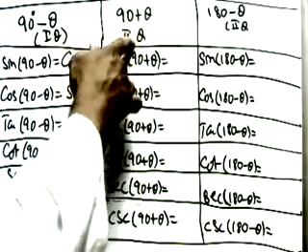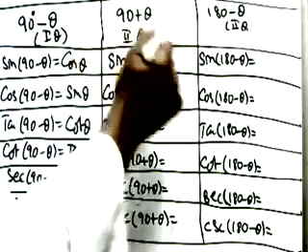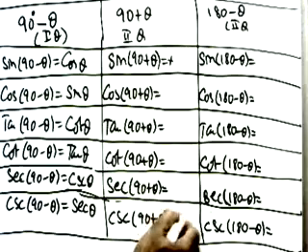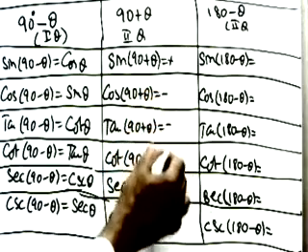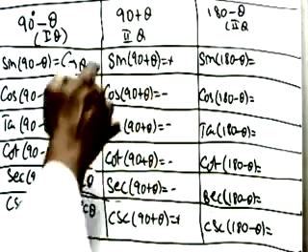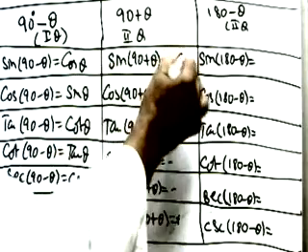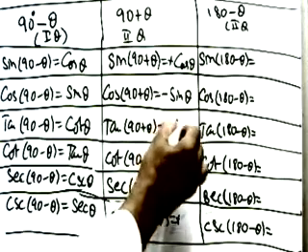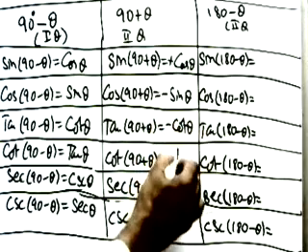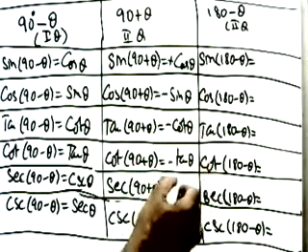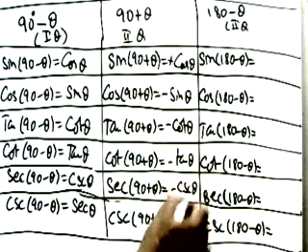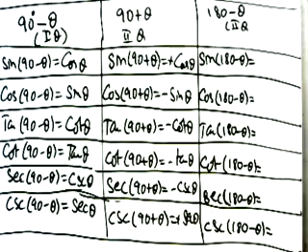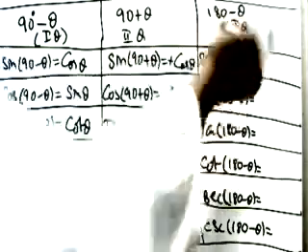Now come to the second quadrant. 90 plus theta is in the second quadrant. For the second quadrant, sine is positive and its reciprocal cosec is positive, whereas all others are negative. And for 90, sine changes to cos theta, cos changes to sine theta, tan changes to cot theta, cot changes to tan theta, and sec changes to cosec theta, cosec changes to sec theta. So this becomes the formulas.